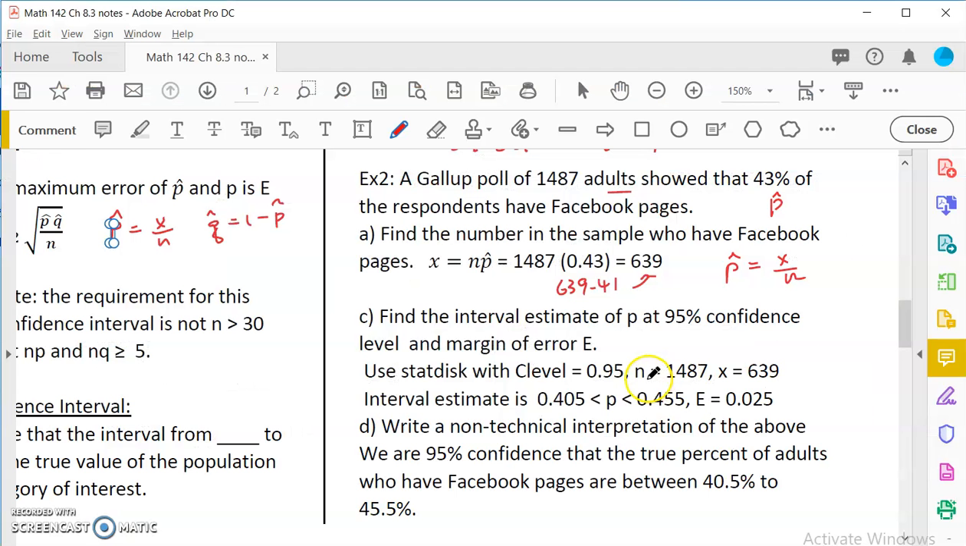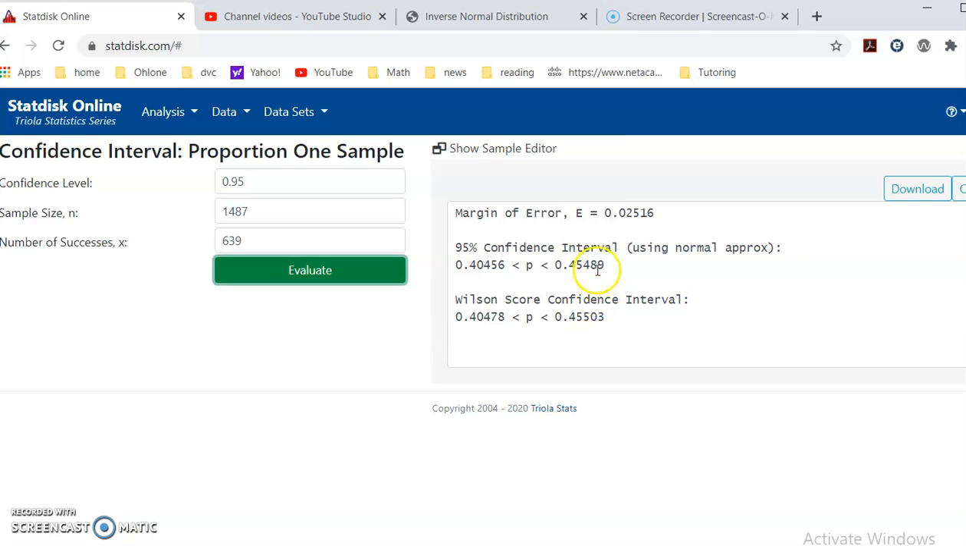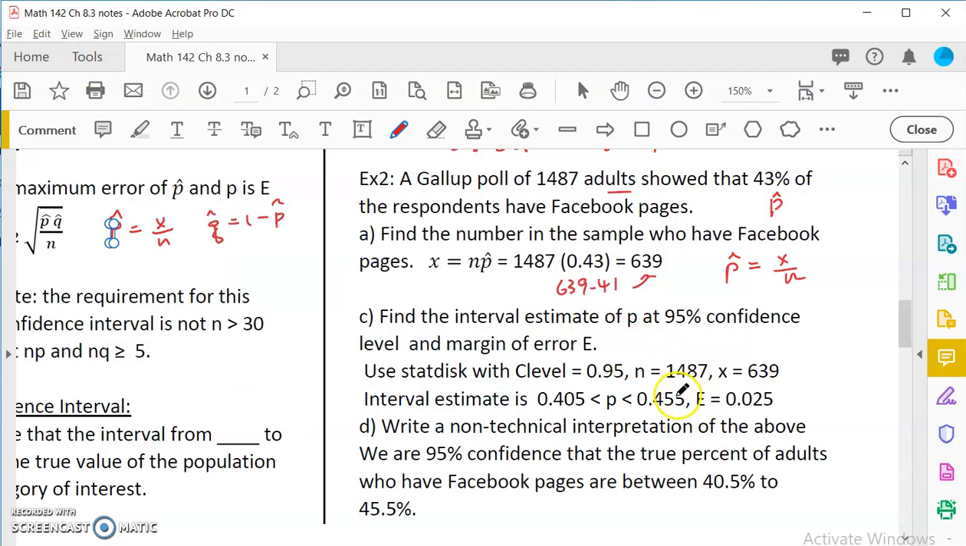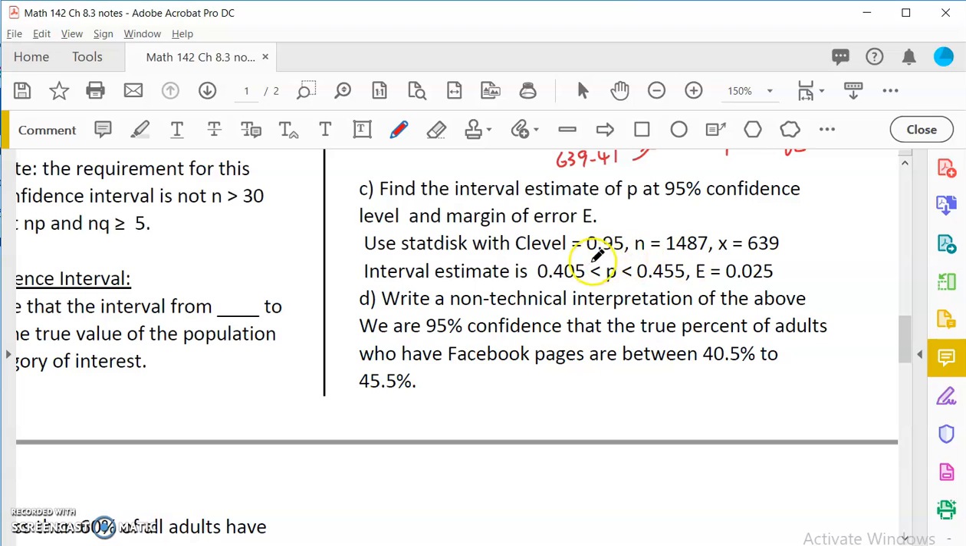0.404. After you round, it's 0.405, and then 0.455. The error is 0.025. Okay, so you do the rounding to three places.